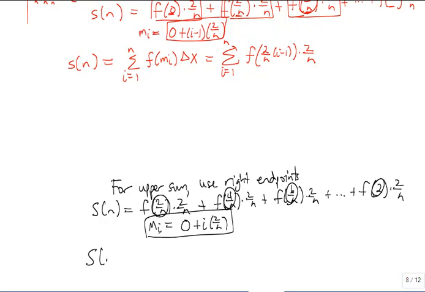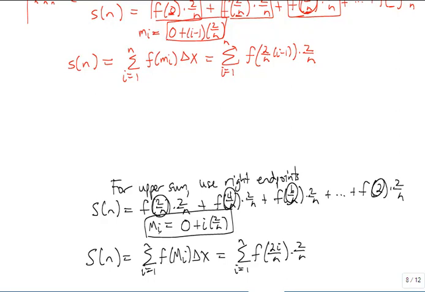Okay, so this is what our capital S sub n will look like. The sum from 1 to n of f of capital M sub i delta x. So in our formula, that's going to be f of 2i over n times 2 over n. Our width was the 2 over n, and our capital M was this 2i over n that we got right here. Okay? So here's our formula.